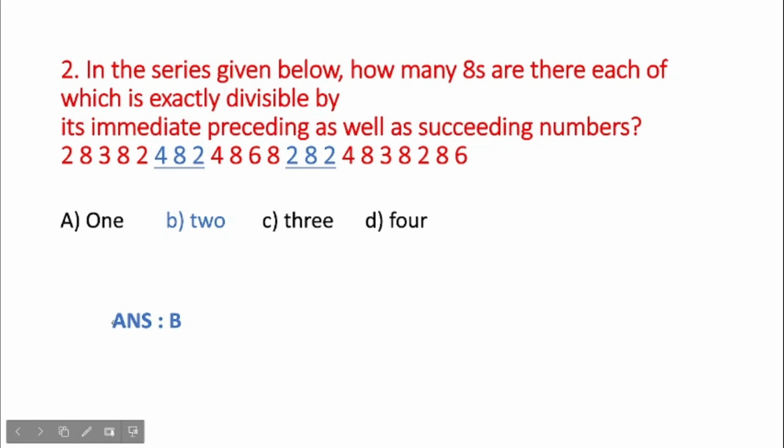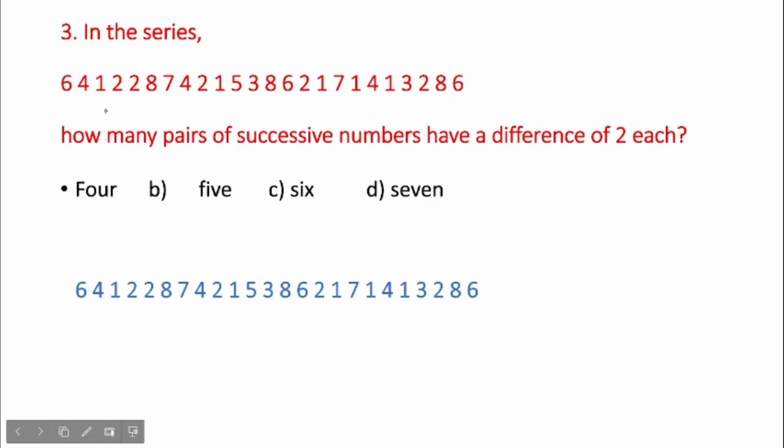This answer is B. So similarly, if we see the next question, a series of numbers is given. How many pairs of successive numbers have a difference of two? Successive numbers means the numbers which are beside each other, side by side. Here 1 and 2 are successive numbers, 2 and 3 are also successive numbers, 3 and 4, 4 and 5, 5 and 6 are successive numbers.